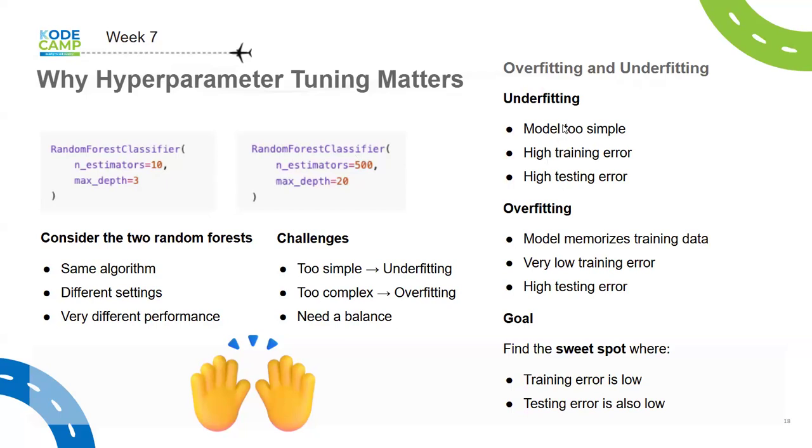So underfitting means your model is too simple. Typically, if you're underfitting, that means the model is too small. The capacity of the model is too small for the data, or for the relationships in the data. So you typically end up with very high training error and very high testing error. This is something to take note of.